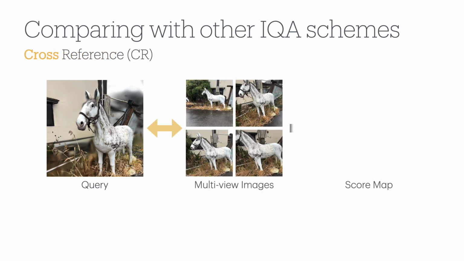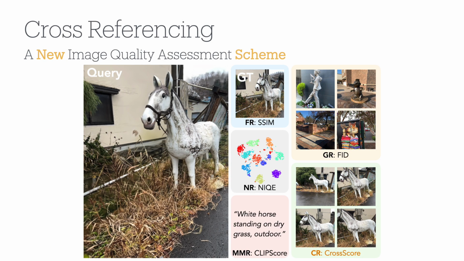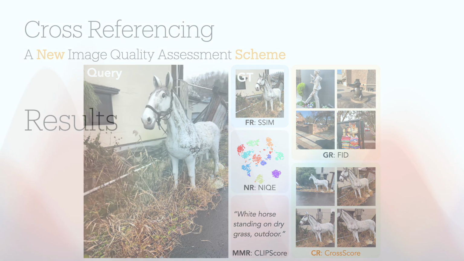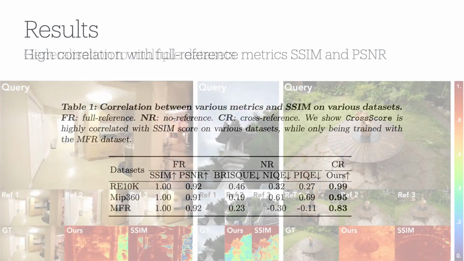Finally, we propose another image evaluation scheme, which uses multi-view images as reference. Our method can provide pixel-level assessment without needing ground truth images. This makes our method suitable for evaluating novel view synthesis applications. Here we would like to highlight that our cross-referencing image evaluation scheme is a brand new scheme in the existing image quality assessment landscape. In the next section, we show the performance of our image evaluation method. First, we demonstrate that our method has a high correlation with full reference scores, such as SSIM and PSNR, but without requiring ground truth images.